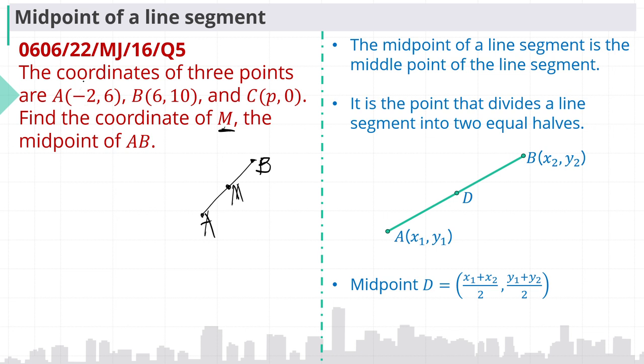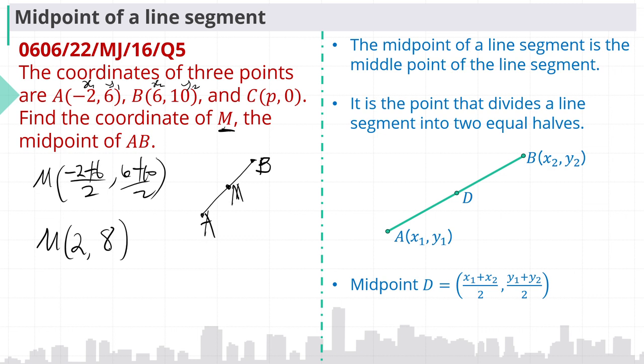So it means we are going to sum up the x coordinates: minus 2 plus 6, divide by 2, then sum up the y coordinates: 6 plus 10, divide by 2. So the midpoint is going to be 4 divided by 2, that is 2, and 16 divided by 2, that's 8. So (2, 8) is the midpoint of the line segment.